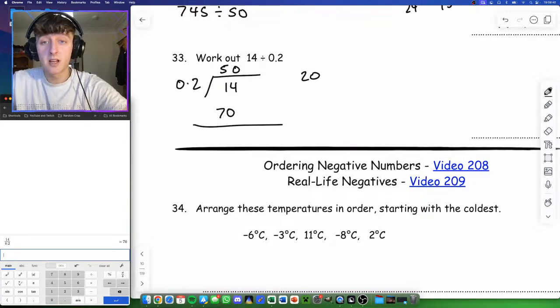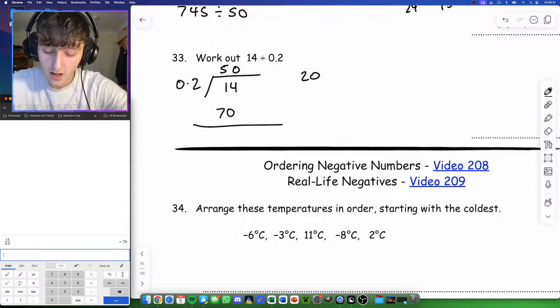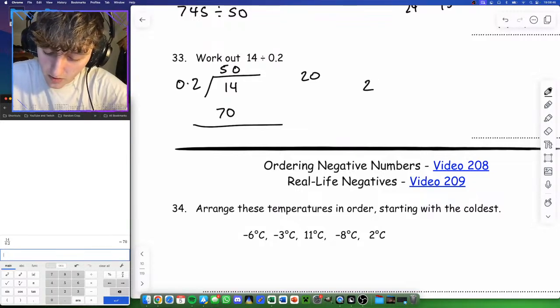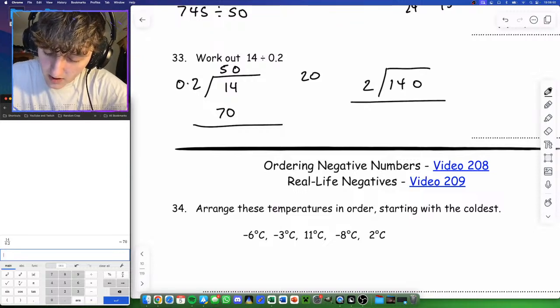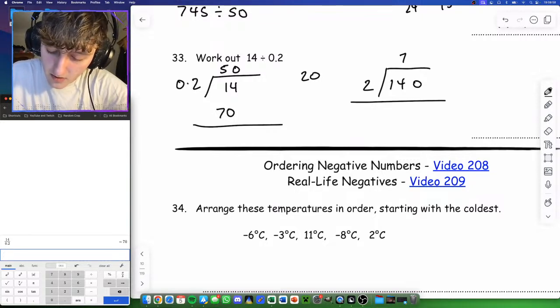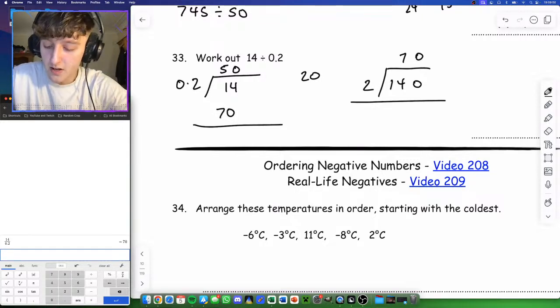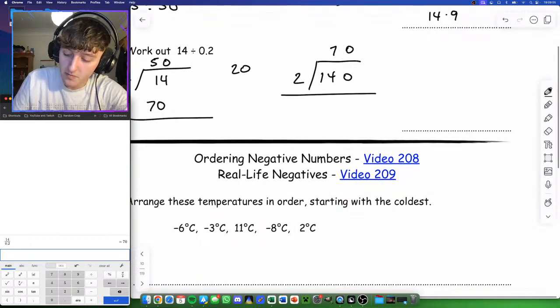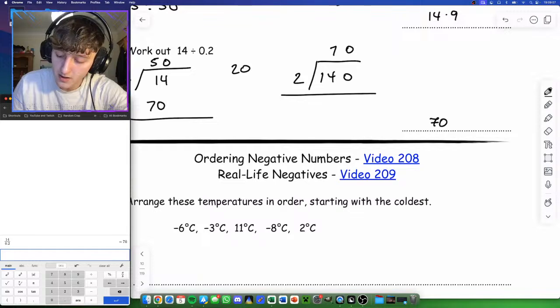But if you did want to times by 10 and make your life a little bit easier, then go for that one. So it'll be 140 divided by 2. We'll go 14, and that's going to be 7, and 0 into 2 is going to be 0. So then that is 70 as well. So we'll come down here, and we'll do 70.